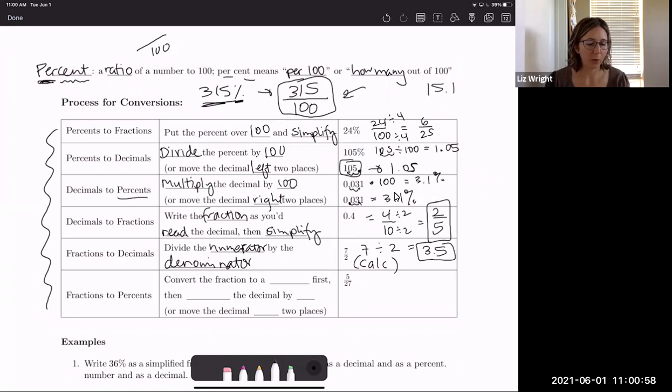The last one here, we're going from fractions to percents. So first we are going to convert the fraction to a decimal. And then we are going to multiply the decimal by 100, or that's moving the decimal right 2 places.